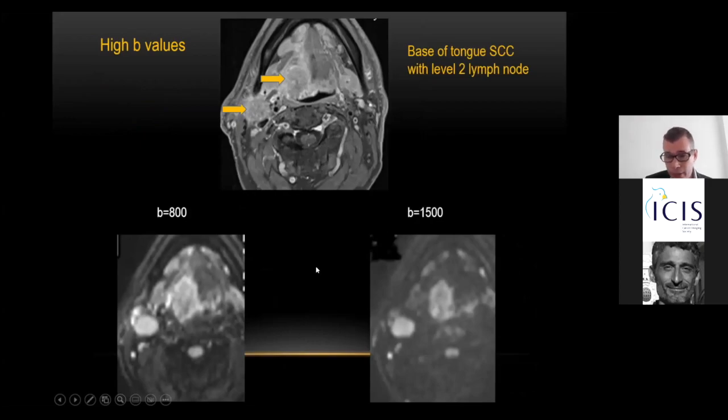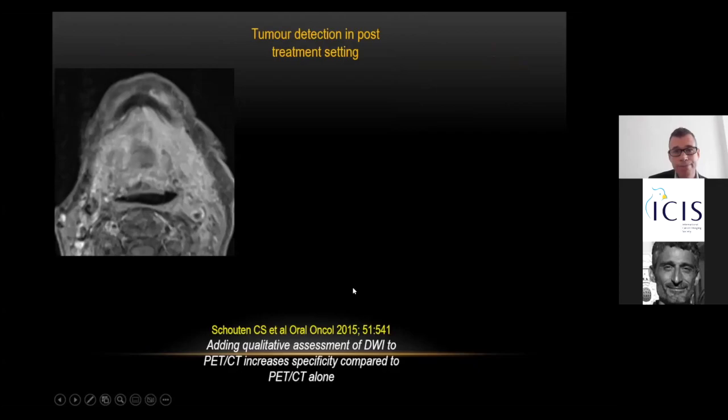I mentioned high B values before, and sometimes it's useful and interesting to look at the high B value diffusion-weighted image. Here we've got one performed at 1500 rather than 800. And you can see, although the overall image is going to be of reduced signal as a result of the high B value, it sometimes better discriminates from the normal structures, such as the normal lymph node and salivary gland tissue in this situation when we've got very, very cellular tumor.